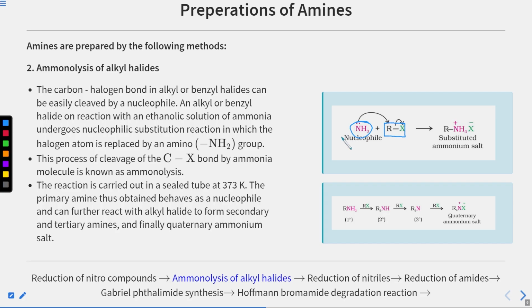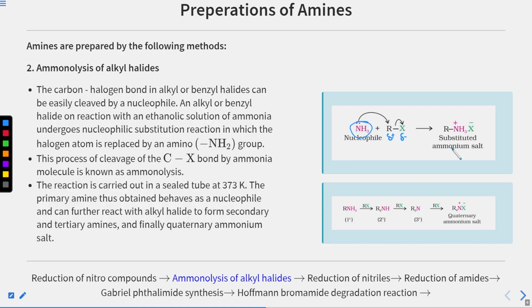Now this compound, RX, is polarized because X is a halogen and it is more electronegative. So there will be a delta negative charge on X and a delta positive charge on R. Since there is a positive charge and we have negatively charged electrons, that is the lone pair, this lone pair will attack here and this X will be kicked out.